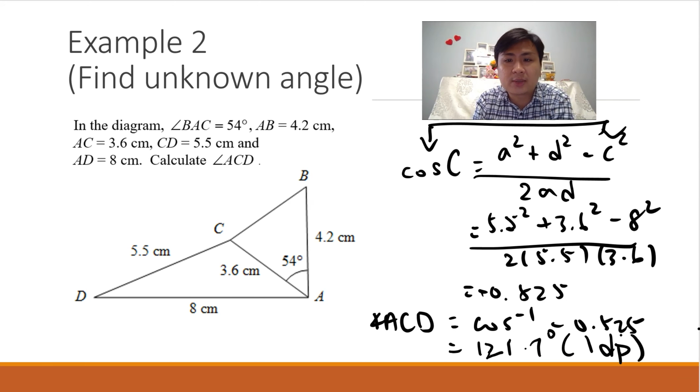Just a quick recap again. In order to find our unknown angle using the cosine rule, we need to make sure that we have 3 given lengths. We choose the opposite length as the match length, so that when we apply our formula, cosine angle C will be furthest away from the match length. This is how we apply the cosine rule to find an unknown angle.